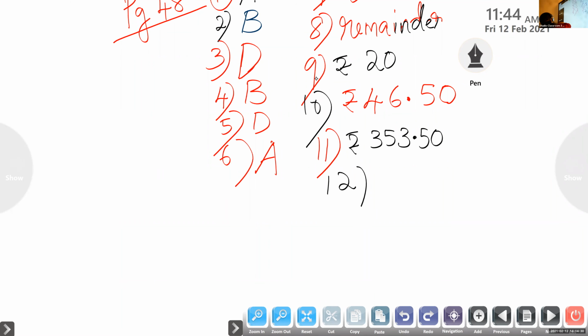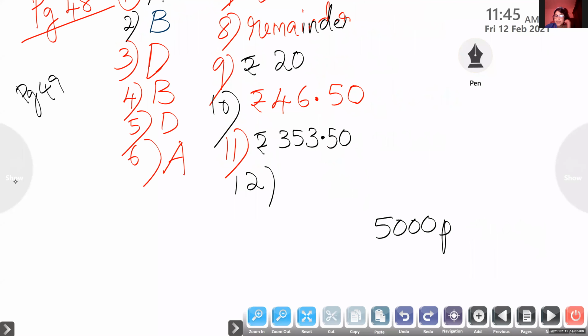Children, please turn on your camera. Isha Fatima. Yes, ma'am. Question number 12 from page number 49. Convert 5,000 paise into rupees. Okay? Yes, Isha? Rupees 50.